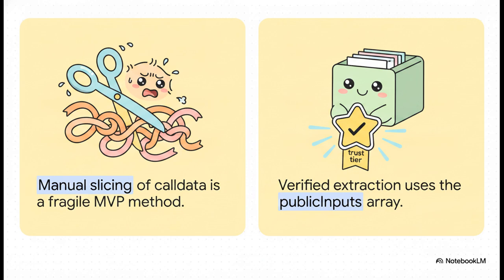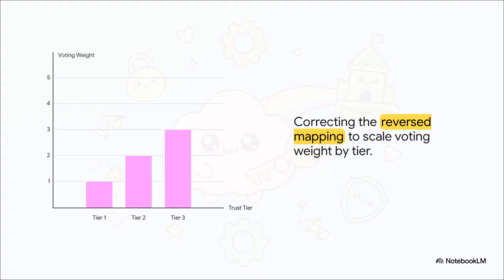It works for a quick test, but it is highly insecure. For real production, we modify the circuit to explicitly output that trust tier into an array called public inputs. This lets our smart contract read it safely, natively, and with full cryptographic verification. And once we have that tier safely extracted, we can finally fix a critical logic bug from the MVP. Our final arbiter, the ZK governance contract, can take that mathematically verified tier and use it to properly scale the user's voting power. So, Tier 3 members get the heaviest weight, while Tier 1 gets the lowest. It's simple, it's secure, and most importantly, it's cryptographically proven.